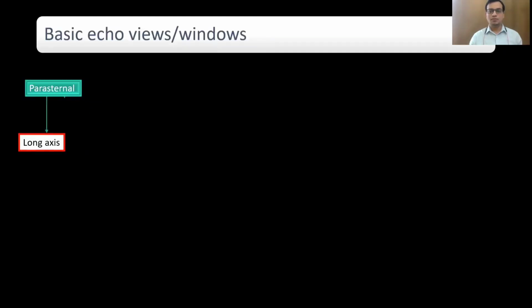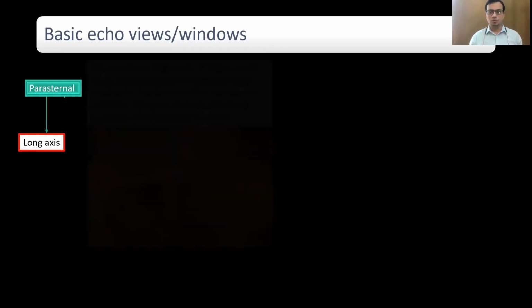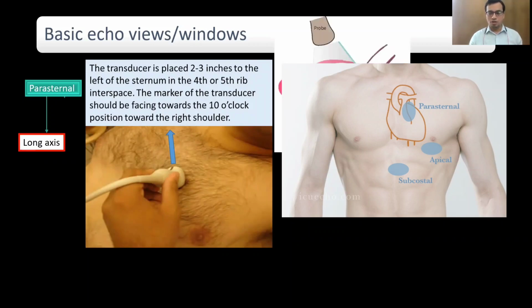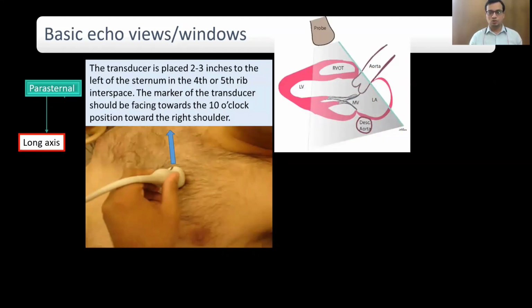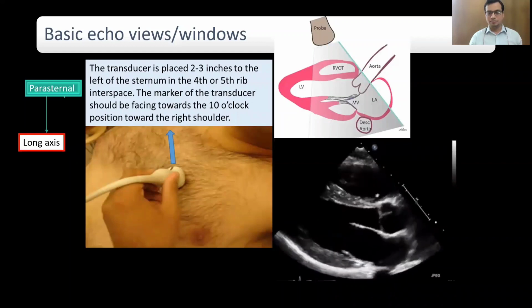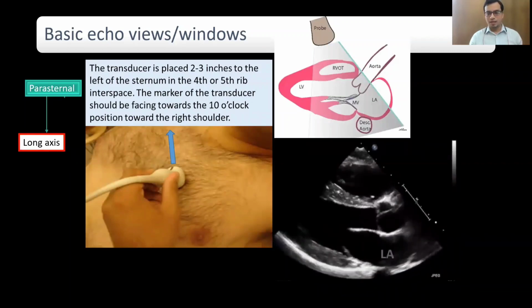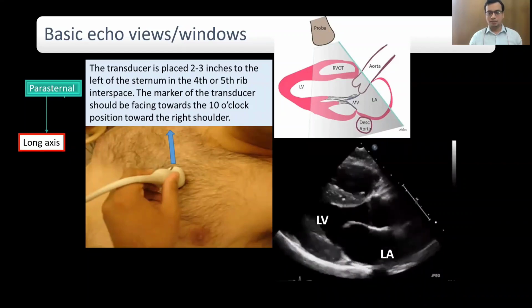After scanning through the apical window, we move to the parasternal window, for which the probe needs to be placed 2 to 3 inches away from the sternum in the fourth or fifth intercostal space. For the long axis view, the probe marker should be facing towards the right shoulder. The parasternal long axis view is the best view to see the left atrium, mitral valve, RVOT, that is right ventricular outflow tract, and LVOT, as well as the aortic valve.